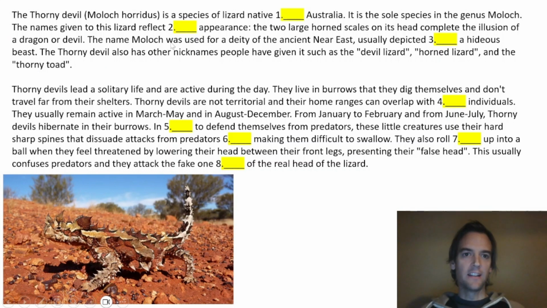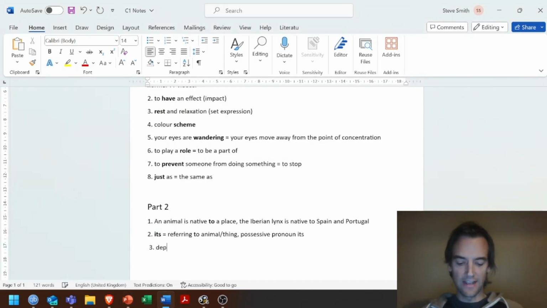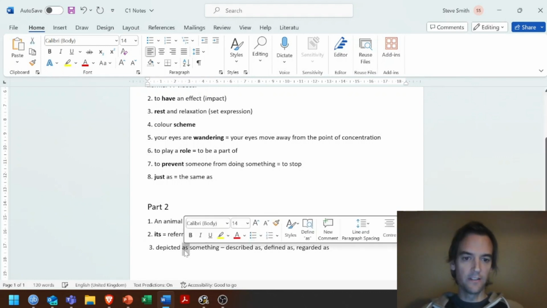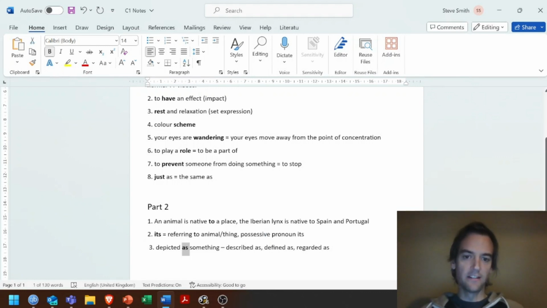Number 3, where do they get their name from? Because they are depicted blank a hideous beast. They are depicted as something. Depicted as something. This is sort of similar to described as, defined as, regarded as. Lots of expressions that all go with as. So depicted is one of them, meaning it is represented, shown as.